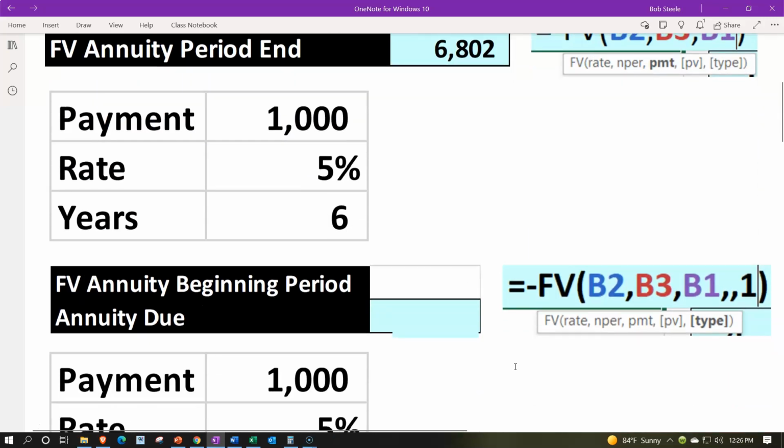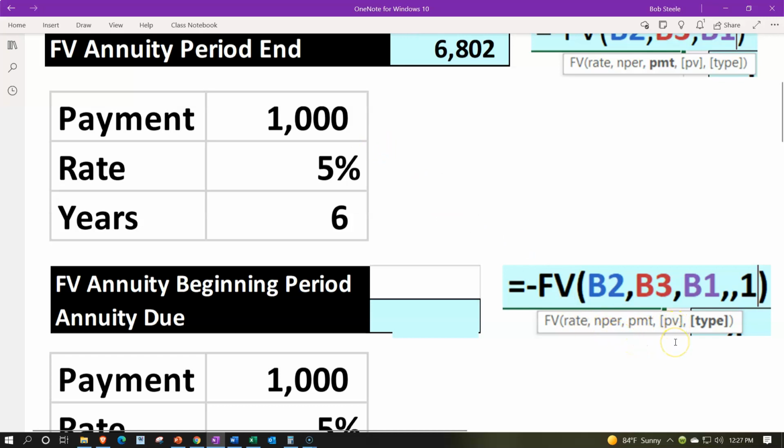So the normal annuity would be this 6,802. And now let's think about what would happen if we had an annuity at the beginning of the period. So we would then have the same information. This is going to be the future value of an annuity where the payments happen at the beginning of the period as opposed to the end of the period. And so that's going to be equals negative future value, same starting point. The rate is going to be the 5%. Number of periods is going to be 6, comma. The payment is going to be 1,000. And then we have a comma.